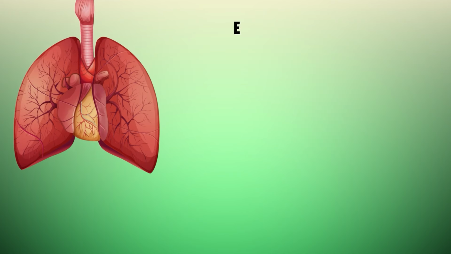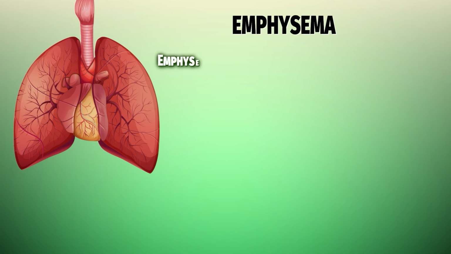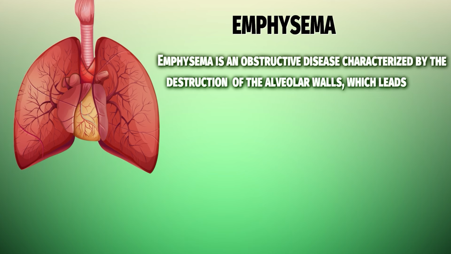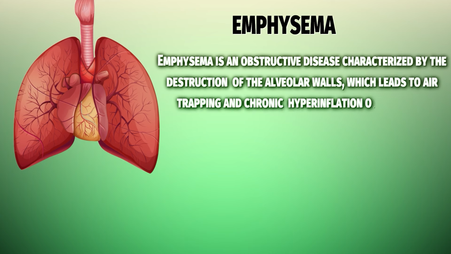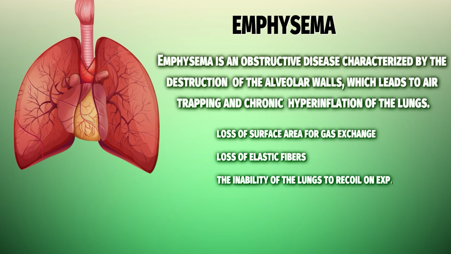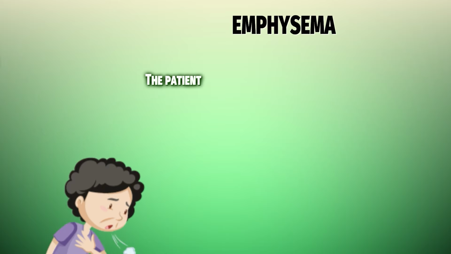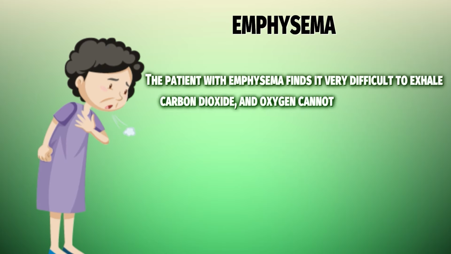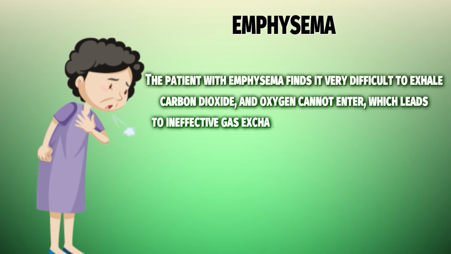Let us switch gears and review emphysema. Emphysema is an obstructive disease characterized by the destruction of the alveolar walls, which leads to air trapping and chronic hyperinflation of the lungs. The breakdown of the alveolar wall also leads to loss of surface area for gas exchange, loss of elastic fibers, and the inability of the lungs to recoil on expiration. The patient with emphysema finds it very difficult to exhale carbon dioxide, and oxygen cannot enter, which leads to ineffective gas exchange of oxygen and carbon dioxide.